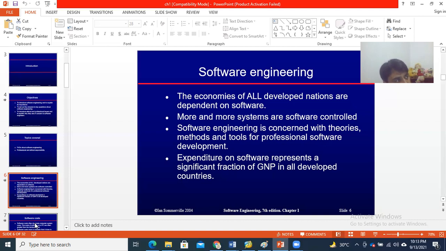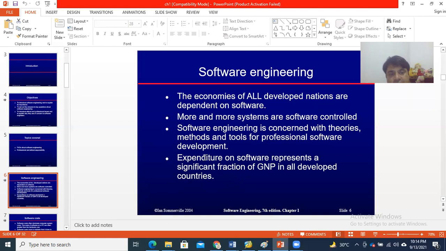Then we come to another aspect of the importance of software engineering: the expenditure on creating software represents a significant fraction of GNP in all developed countries. The expenditure, the cost of creating software, matters because we are talking about the economies of developed nations. So we talk about the expenses on the creation of software. The expenditure has a greater impact on the GDP or GNP of a country.